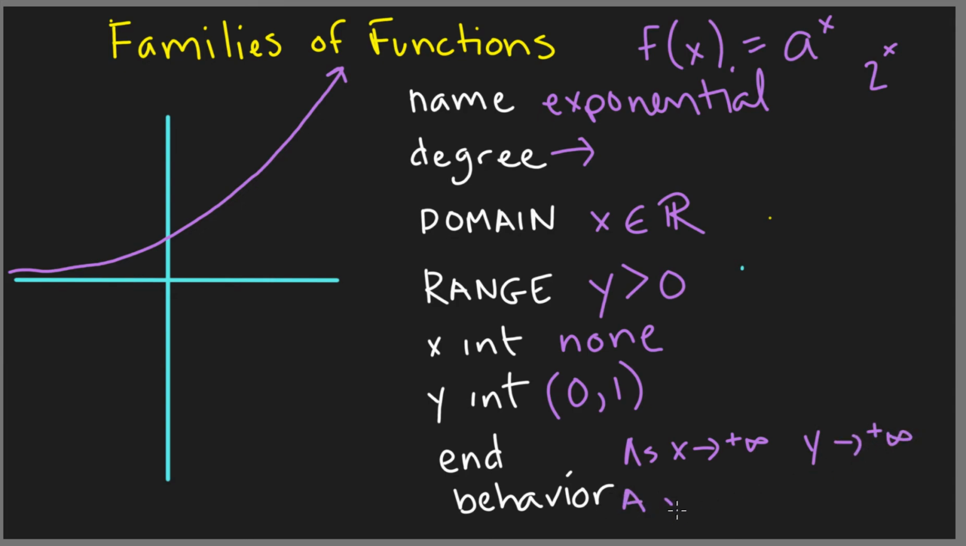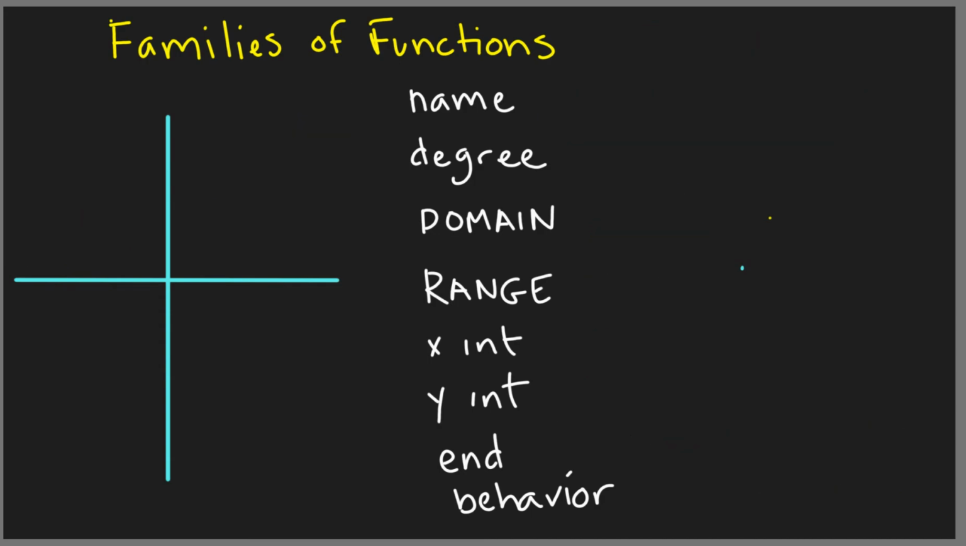As x approaches negative infinity, y is going to get closer and closer and closer to 0. We'll talk about what this means and what happens as we go this direction and approach 0 at another time. It's called an asymptote, and we'll talk about that later.